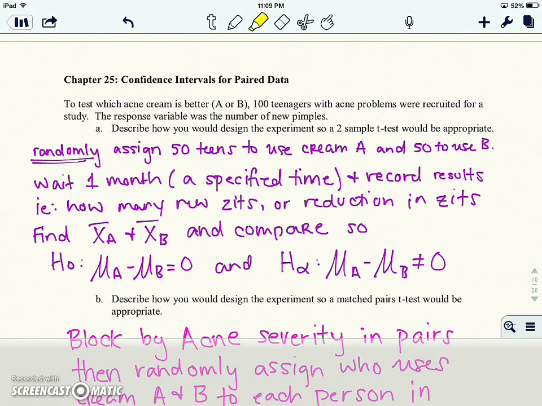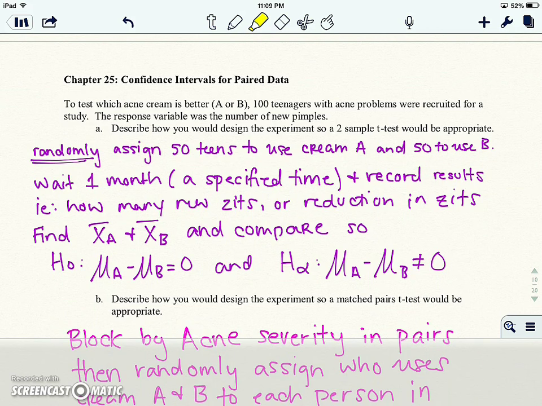Now let's talk about confidence intervals for paired data. Again, you can answer the same question, but this time going about it the other way and looking at a confidence interval, trying to guess the actual difference versus doing a hypothesis test to see how likely it is we'd get a difference based off of our sample.